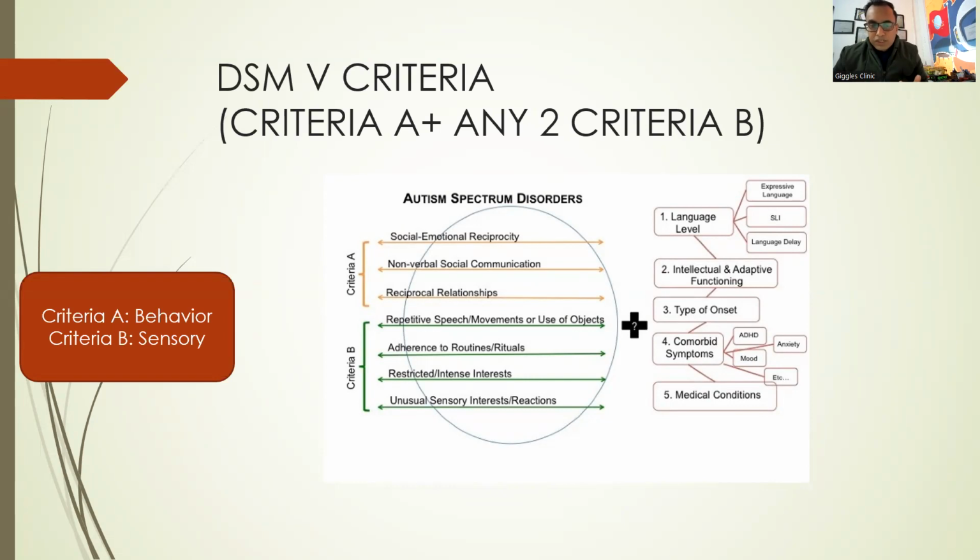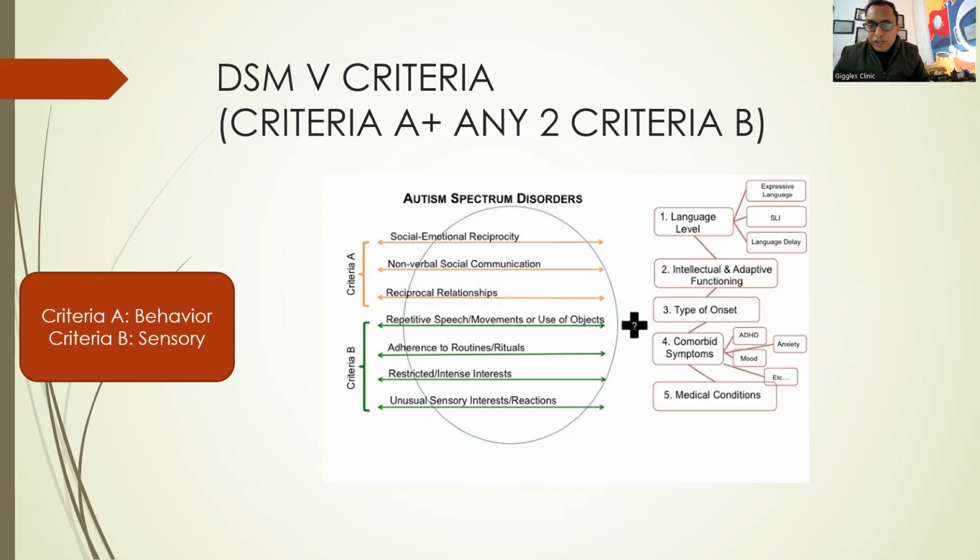That is unusual sensory interest, restricted stereotypic. Earlier in sensory, they were only using one word, that is repetitive stereotypic movements or repetitive stereotypic behavior, which we know as stimming. That was the only criteria which was used in DSM-4. But now they have included a proper criteria of sensory, which include these 4 parameters. So out of these 4, any 2 has to be met. It is not only repetitive stereotypic, but it is adherence to routines, restricted or intense interest, or unusual sensory interest or reactions towards a particular stimulus. That is, the child might be hypersensitive, hyposensitive, a seeker, or maybe a mix towards a particular sensory stimuli.